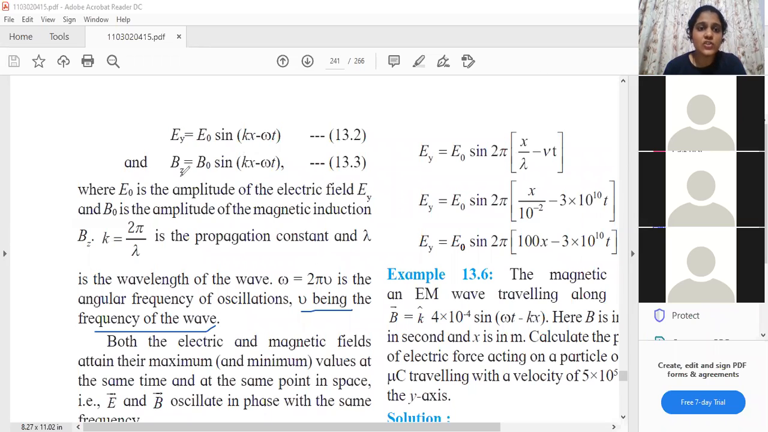All right, fine. So these two equations you are supposed to remember, and what every term in these equations means. X stands for the x-axis and t stands for the time.